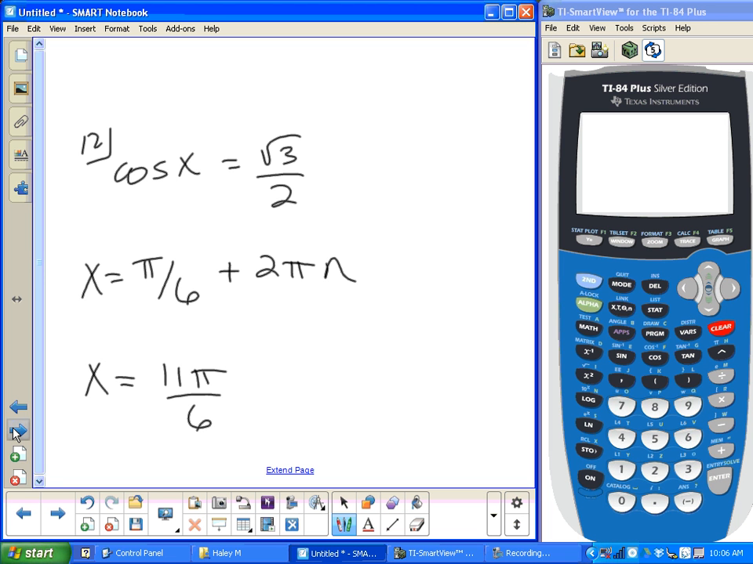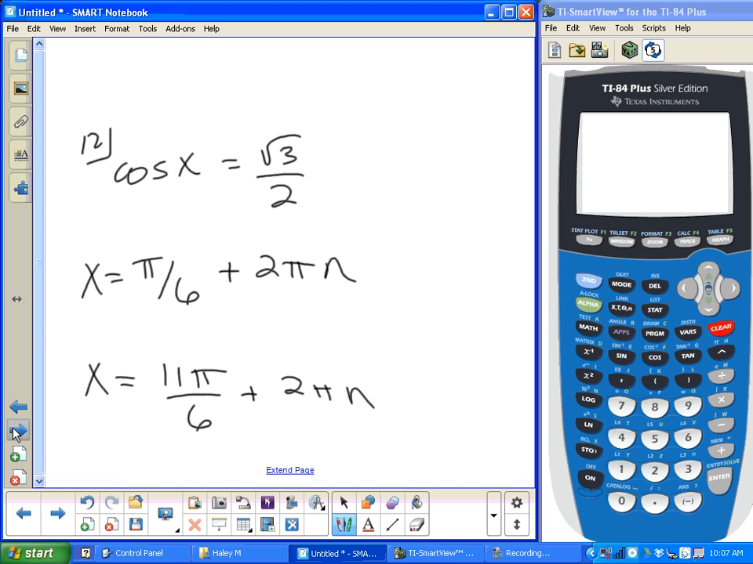Like your periodic identities. Okay, so I could do pi over 6, and then I could just keep adding multiples of 2 pi. So the n part tells me multiples of 2 pi. Now we do the same thing on the other one. So 11 pi over 6 plus 2 pi n on that one too.